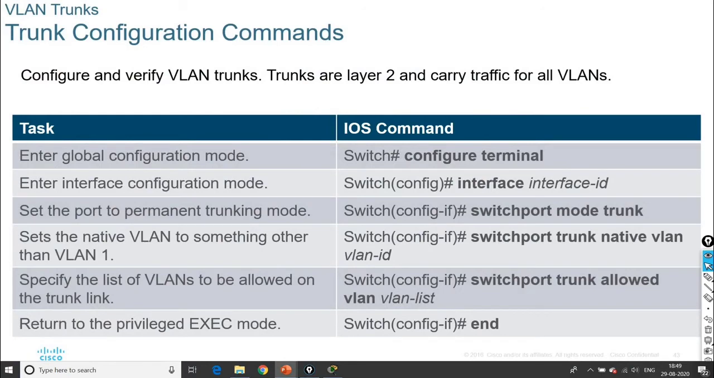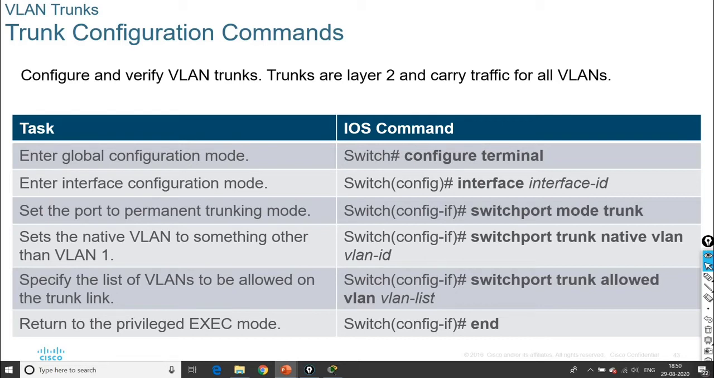Till now you have configured and verified the VLANs, and it's time to configure and verify the VLAN trunks also. A VLAN trunk is a layer 2 link between two switches that carries traffic for all the VLANs. To enable trunk links, configure the interconnectivity ports using some configuration commands.